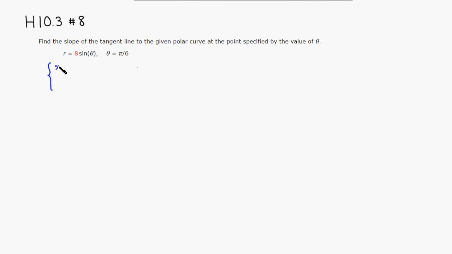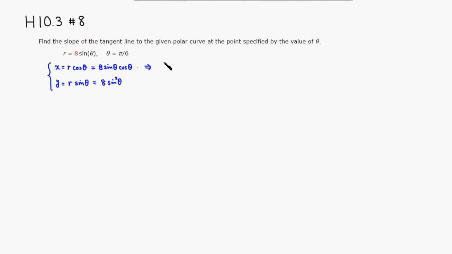So x is going to be equal to, remember that x is r times cosine of theta. In this particular curve, r is 8 sine of theta, so times cosine of theta. We can do the same with y, so y is r times sine of theta. So this is going to be 8 sine of theta times another sine, so I'm just going to put square there. Then we can take the derivative of each.